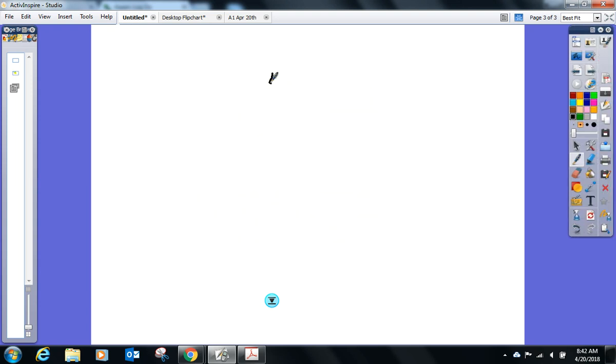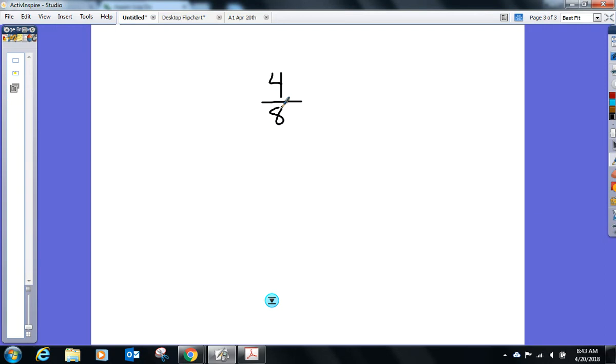Here's what we're doing today. Can you guys reduce 4 over 8? What's 4 over 8 reduced to? 1/2, right? Can you guys reduce 8 twelfths? Can you reduce 8 over 12, lowest terms?